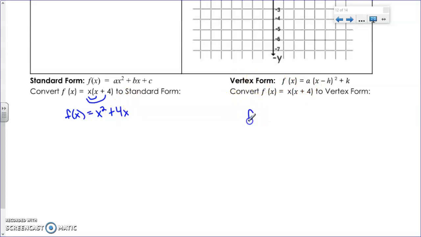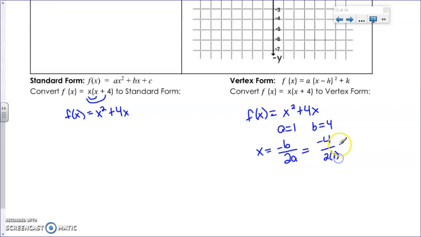I have to go from factored to standard and standard to vertex. So I have f of x equals x squared plus 4x. I know my a is 1 and my b is 4. So I'm going to use the axis of symmetry equation. And I'm going to get negative 4 over 2 times 1. So that's going to give me negative 2. So that's my x of my vertex. So far I know my x is negative 2.